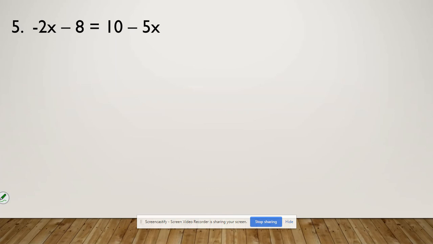Number 5. Again, 2 terms on each side. We start by getting the x's together. Now, I could either add 2x or add 5x. Okay? If I add 2x, I'm going to still have negatives. If I add 5x, I'll not have a negative. I prefer it that way, so I'm going to add 5x to both sides.